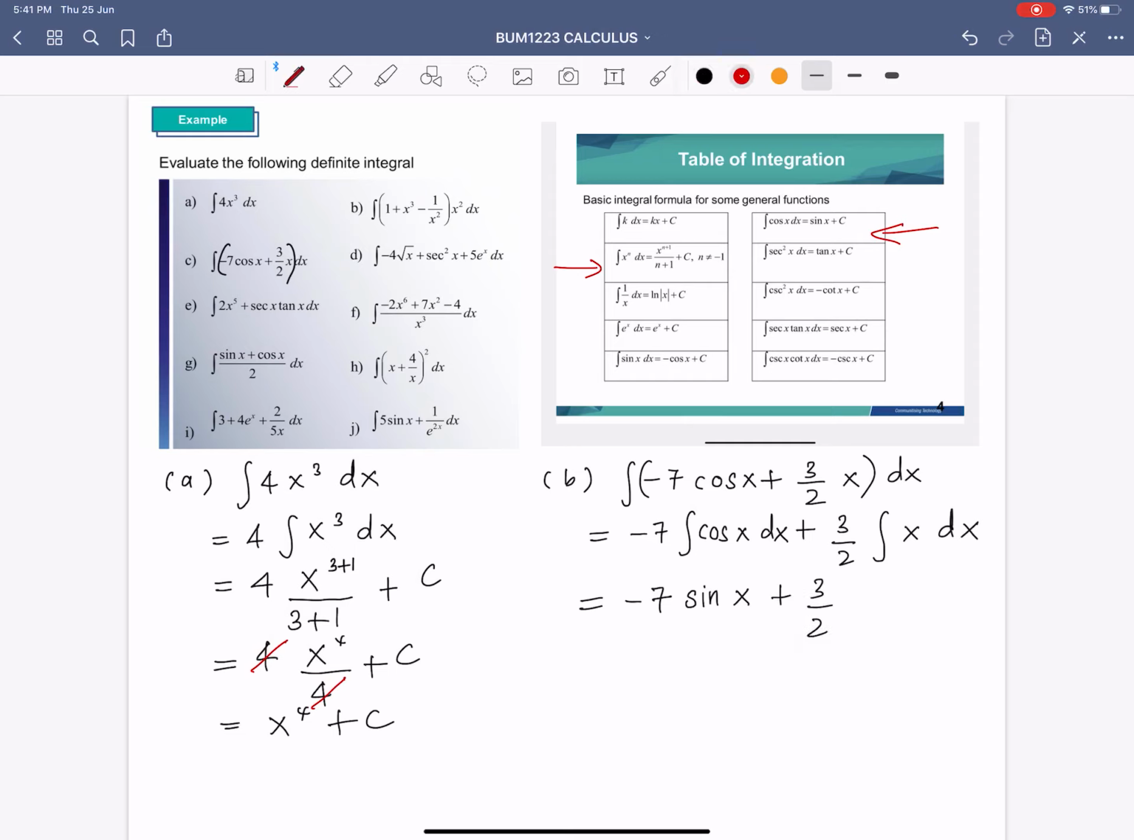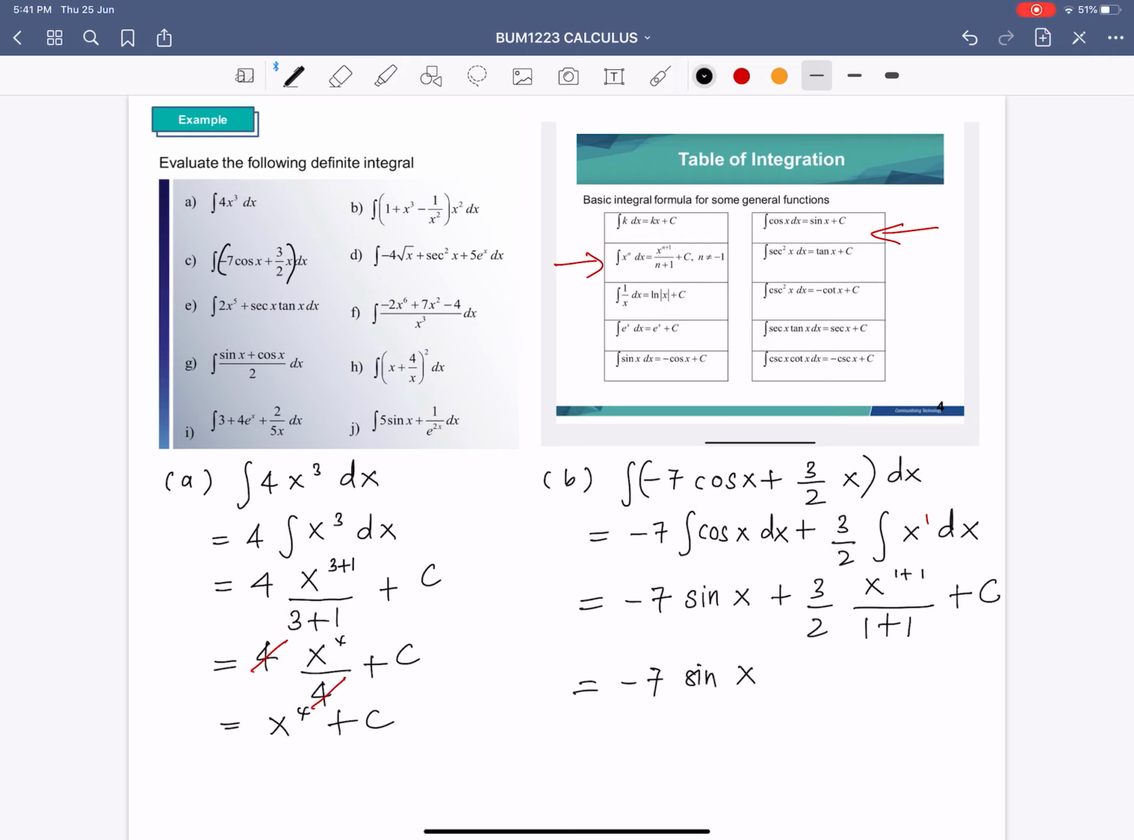In this case, we know that x is equal to x power of 1, where x power of 1 is x power of n. Therefore, we will use again this formula, the power rule, for integration of x power of 1 dx. So for this, we get x power of 1 plus 1 over 1 plus 1. Then we put plus c. Okay. So this is equal to -7 sine x.